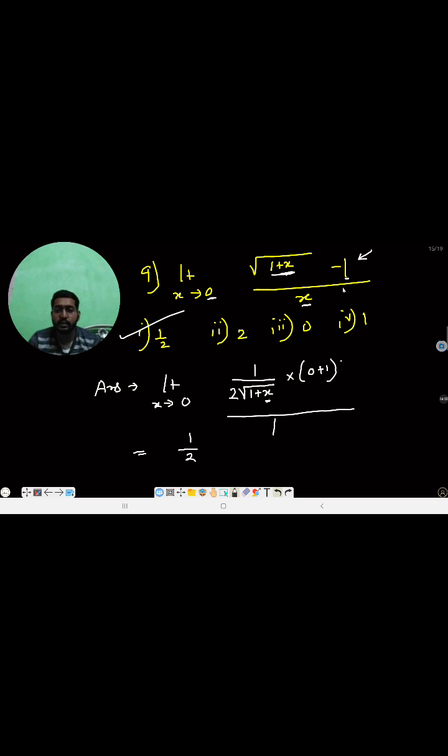So whenever there is a root, you rationalize that one. First you have to rationalize that function. That will become like this: root of 1 plus x minus 1. That means you have to multiply the opposite one, that means root of 1 plus x plus 1. Okay, so whenever in a limit there is a square root, rationalize that one, and in the denominator it is given x, and we are multiplying the same thing, root of 1 plus x plus 1.